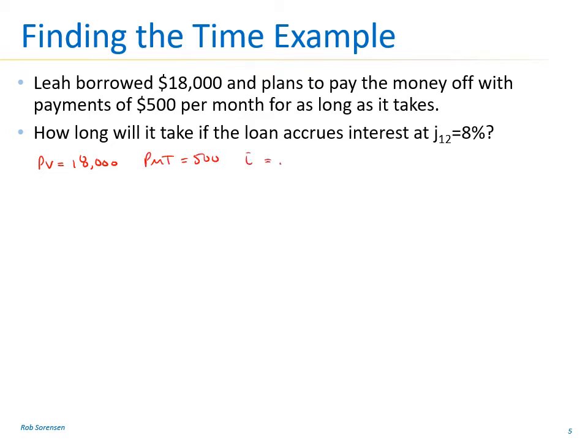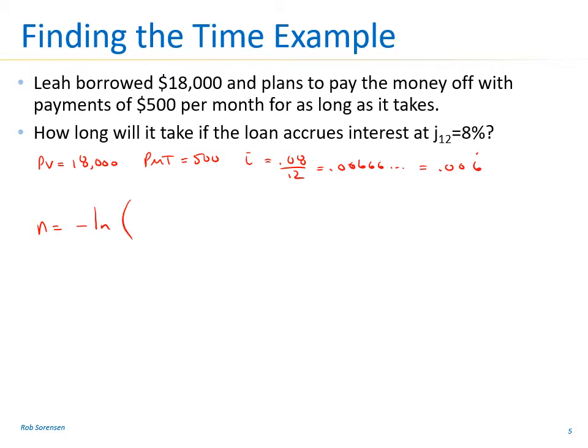Now for I, it's 0.08 over 12. That gives me one of those repeating decimals, doesn't it? 0.00666666, or sometimes you'll see it written this way, 0.006 repeating. It's very important we keep all the decimals for that, isn't it? And we want to find n. So what's n going to be?